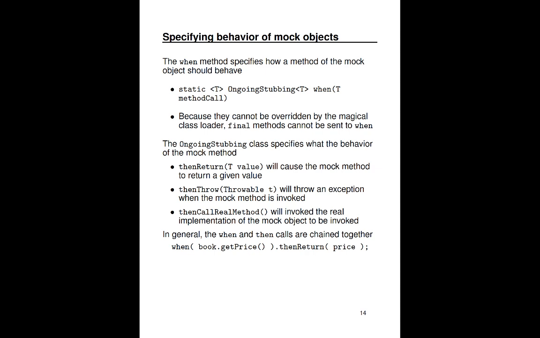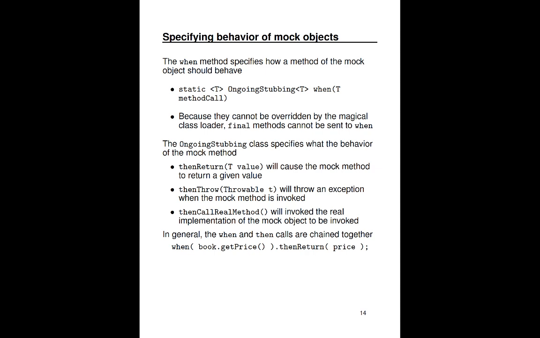So the mock method creates one of these mock objects, and then there's the when method, which specifies the behavior that the mock object should have. So if you look at the signature of the when method, it takes an object of some type T and returns an object with the kind of awkward name of OngoingStubbing of type T, which you then interact with by invoking other methods in this fluent API.